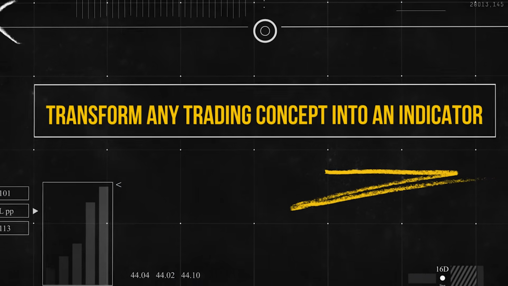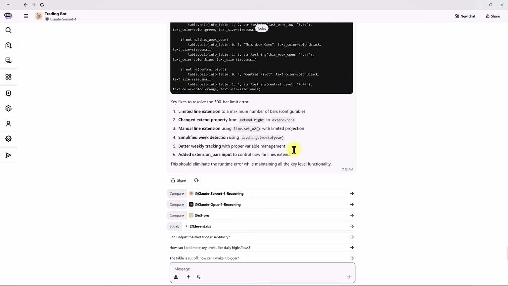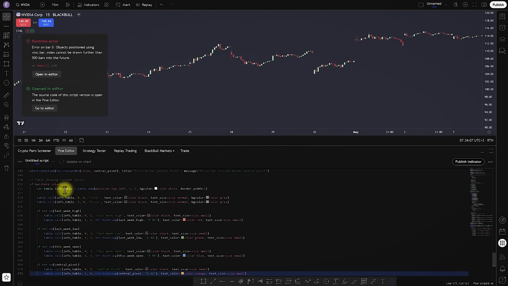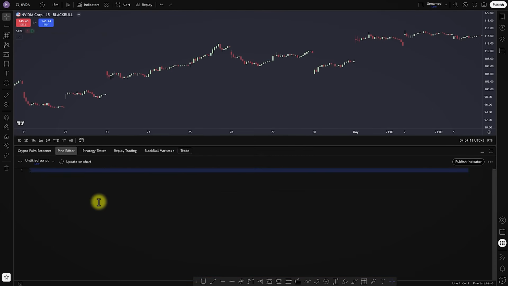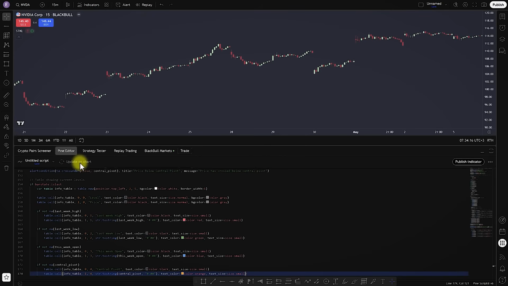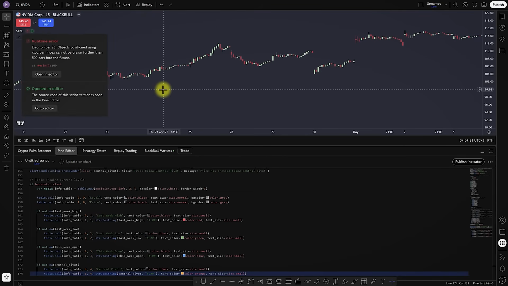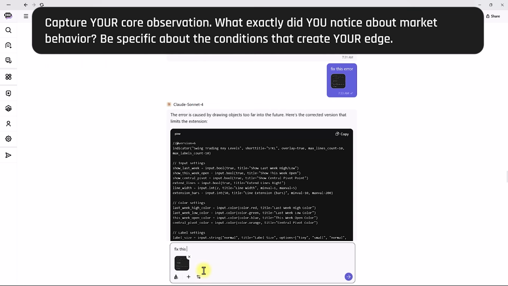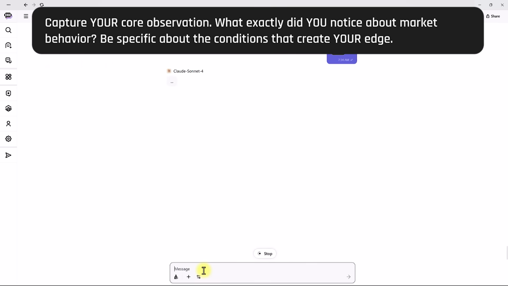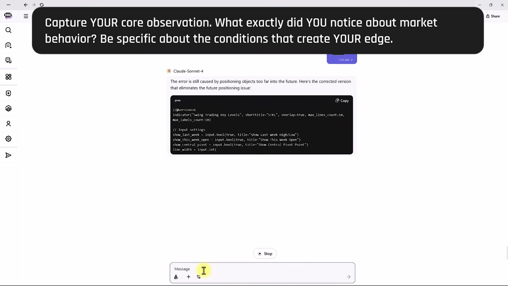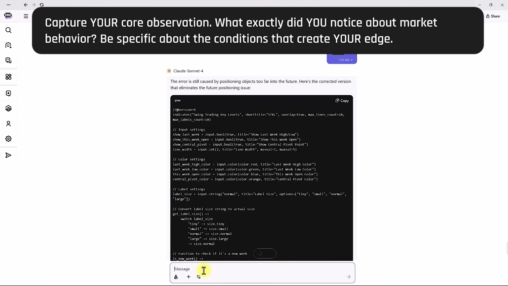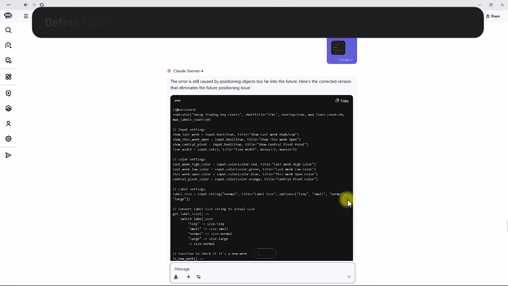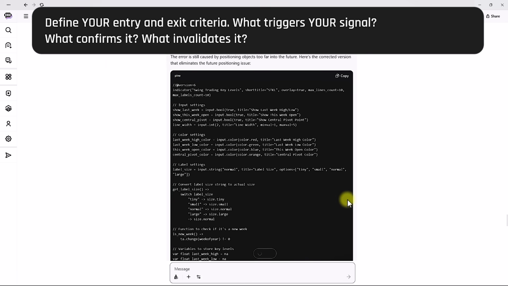Let me walk you through the exact framework I use to transform any trading concept into an indicator. This process works whether your idea involves price patterns, volume analysis, time-based signals, or multi-time frame setups. Step 1. Capture your core observation. What exactly did you notice about market behavior? Be specific about the conditions that create your edge. For example, I noticed that when price makes a new 20-day high, but volume is below the 10-day average, it often reverses.